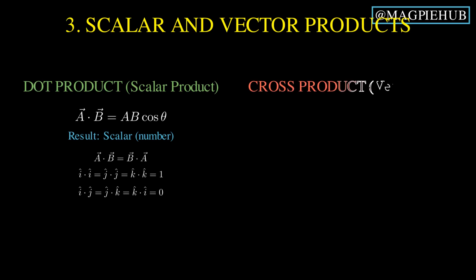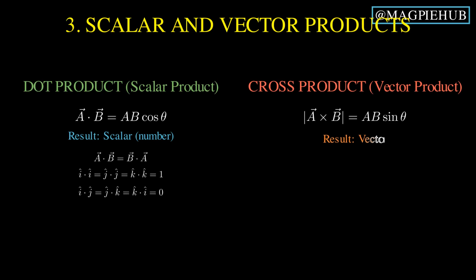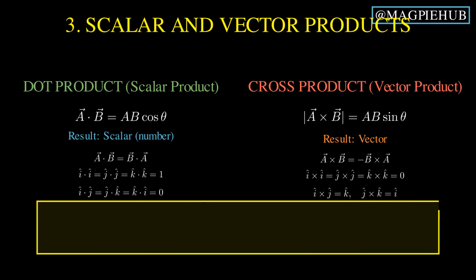The cross product or vector product has magnitude a times b times sin theta. The result is a vector. Important, a cross b equals negative b cross a. The direction is found using the right-hand rule. In component form, the dot product equals axbx plus ayby plus azbz. This is very useful for solving NEET problems.